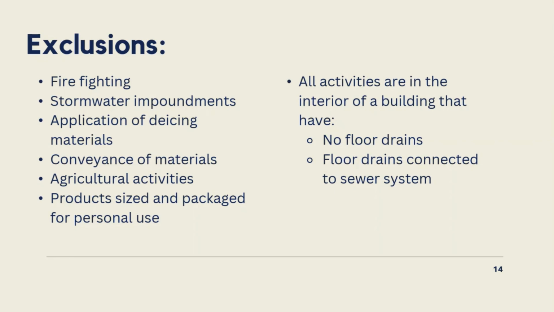Conveyance of materials, agricultural activities. Once again, kind of like the de-icing materials, you don't need a GPP for putting fertilizer on your crops or anything like that. But if you're storing a ton of it, you do need a GPP. Personal use items don't really need it if it's packaged in non-bulk supply. You're good. And then if the activity is completely contained in the interior of a building that doesn't have floor drains and it drains into a sewer system, you're good. You don't need a GPP.